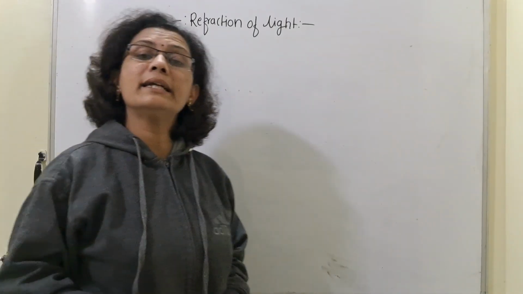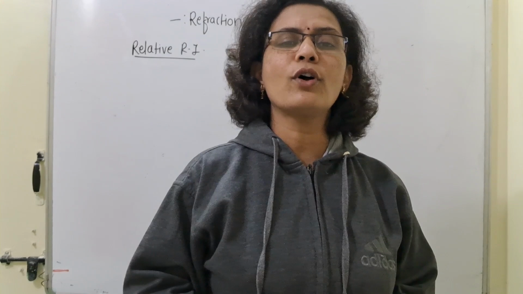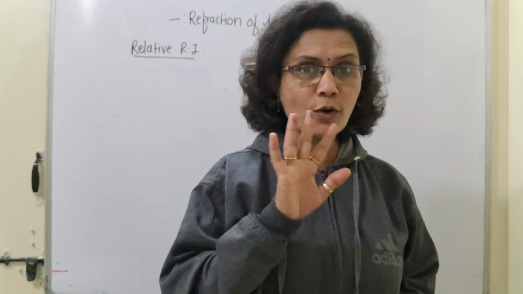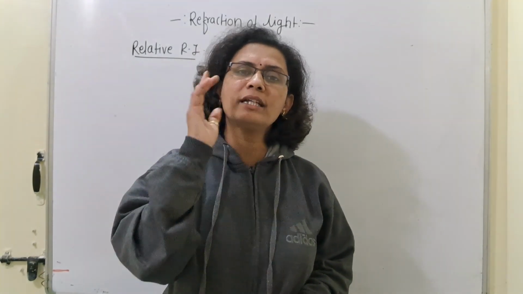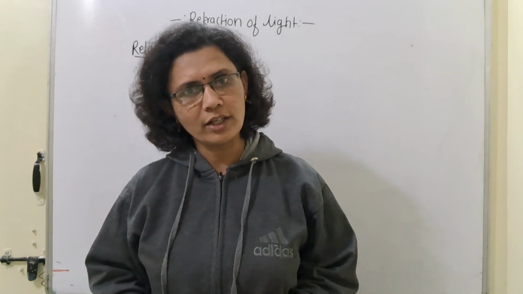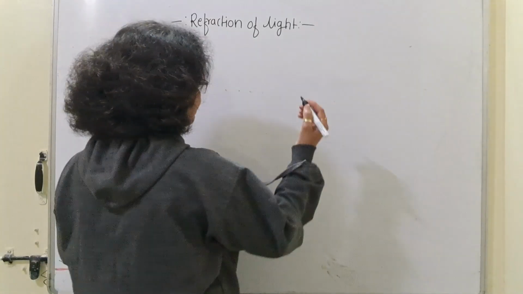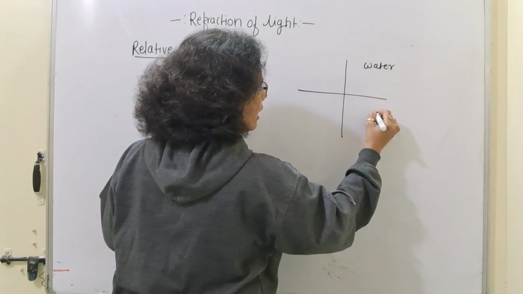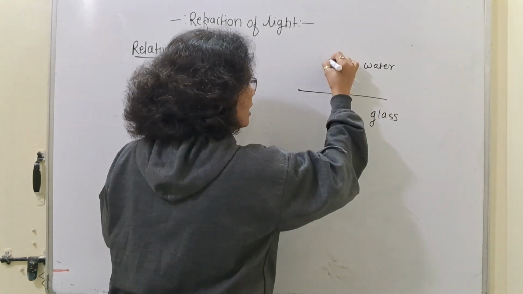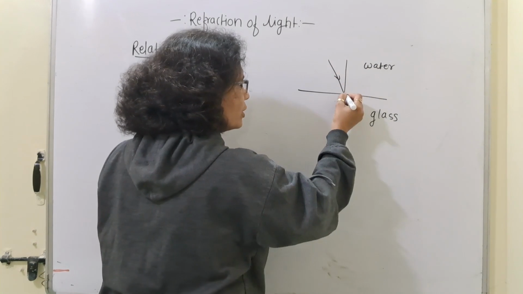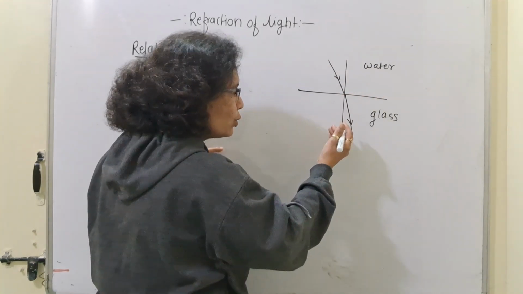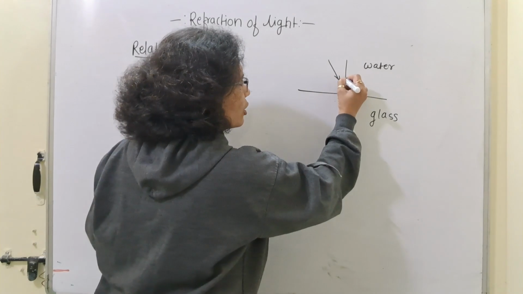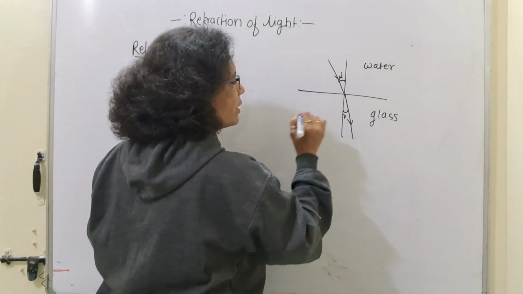What is meant by relative refractive index? See, when light travels from one medium to another medium, not from vacuum, that time we take the concept of relative refractive index. Let us see how. If this is water and this is glass, light traveling from water to glass will bend towards the normal because water is rarer than glass. Now this is the angle of incidence and this is the angle of refraction.